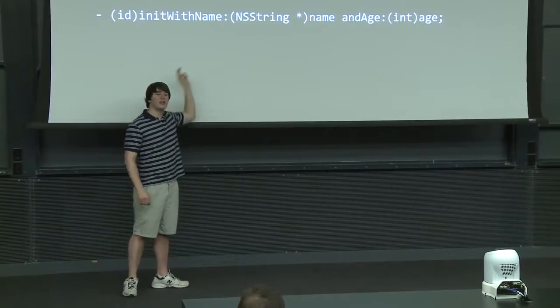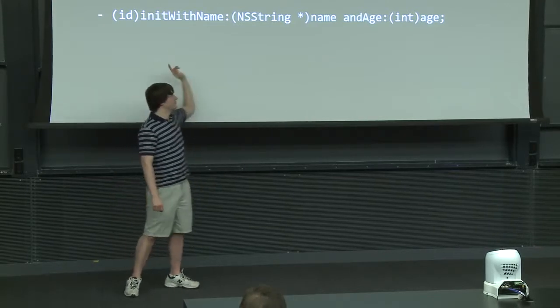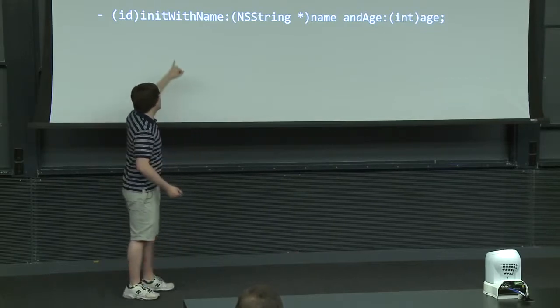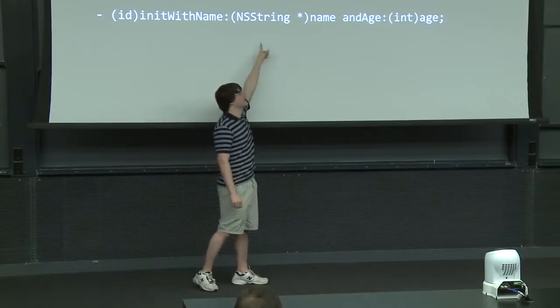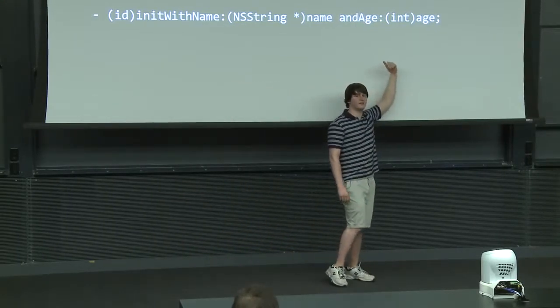Any colon, you can count the colons to determine the number of arguments to a function. So here we see 2 colons. That means we know there are going to be 2 arguments. The first argument is called name and is of type NSString star. The second argument is called age and is of type int.